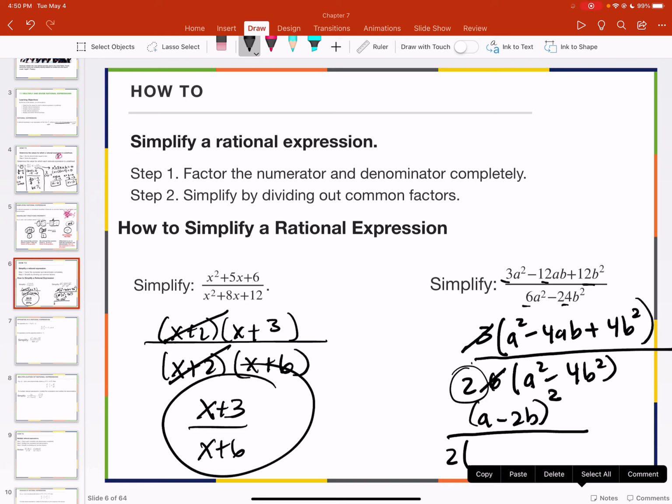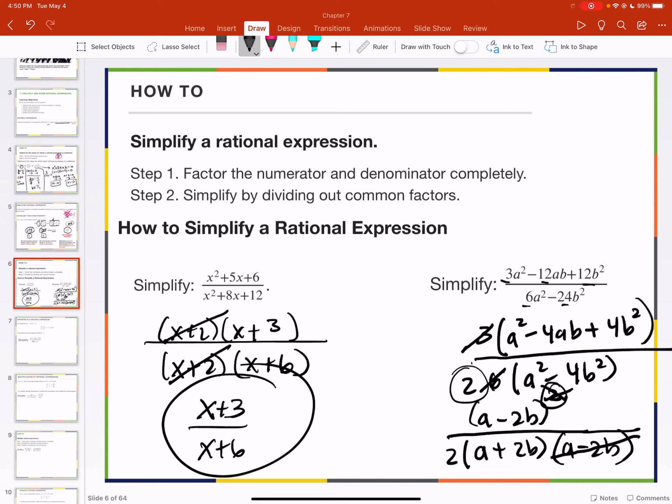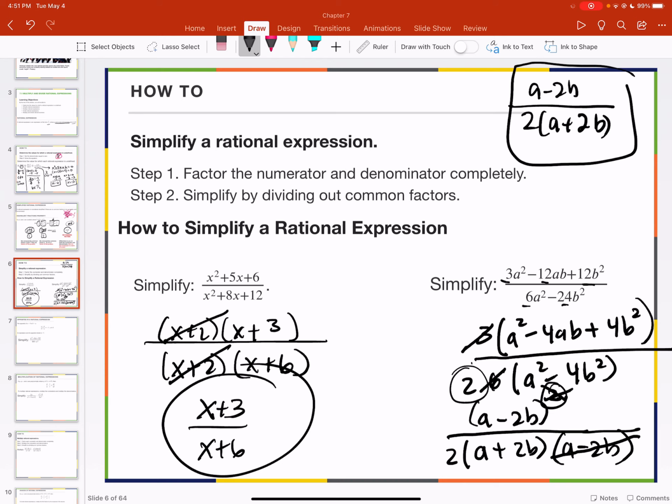And then this is a difference of squares. So it's a plus 2b, a minus 2b. So this means they have two factors of a minus 2b, so I can cancel one of them out. And so the final answer is a minus 2b over 2 times a plus 2b. Okay.